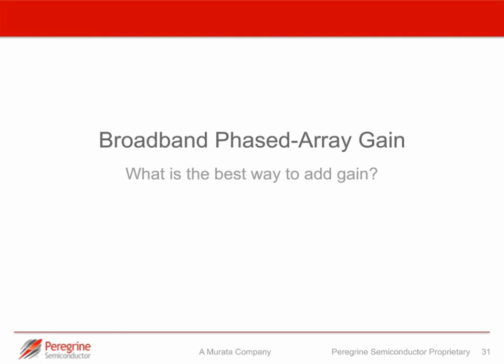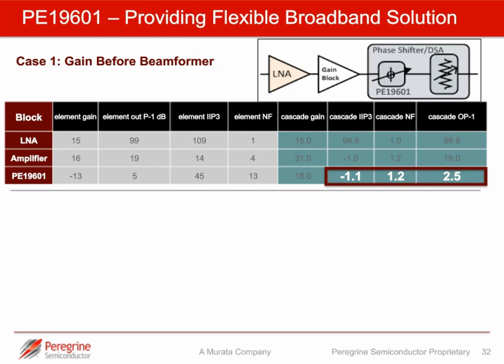Another area that we consider is, for a broadband system such as phased array, what's the best way to add gain to the system? As it has a broad frequency range, we have to think about this carefully. So this study shows a series of blocks. On the right you can see in the gray color the PE19601, our beamforming device. In front of it we can see, in this example, a gain block, and before this an LNA. The LNA is in the system already, so it would be the system LNA.